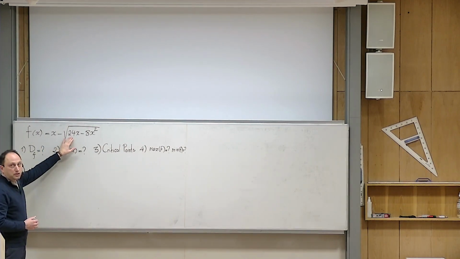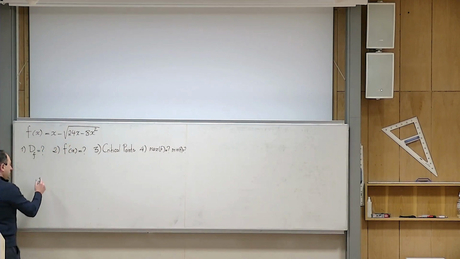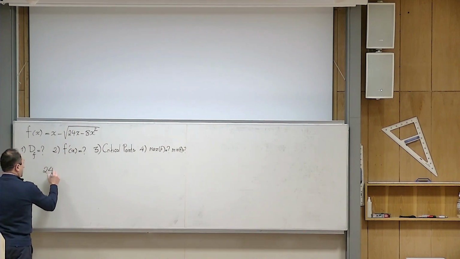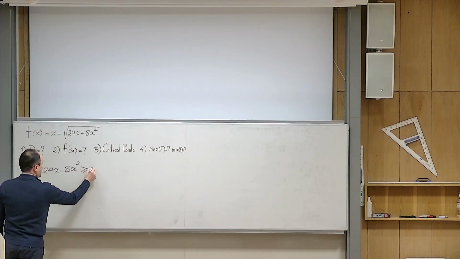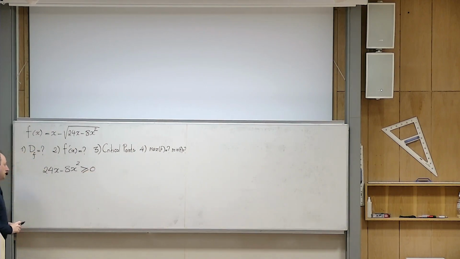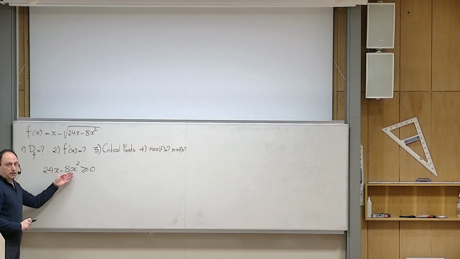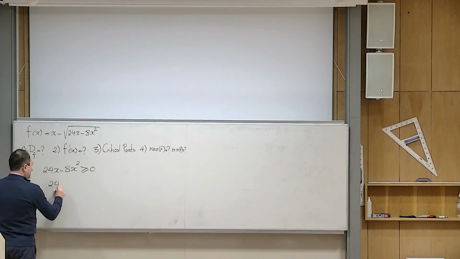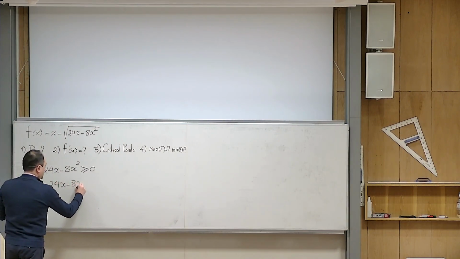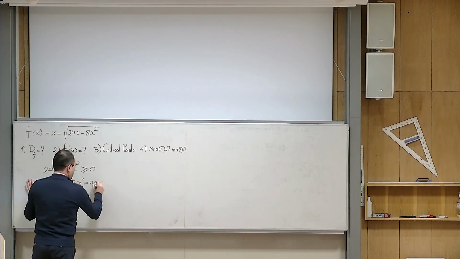should be a non-negative number. So we demand that 24x minus 8x squared be a non-negative number. Okay, so that's the quadratic inequality. To solve a quadratic inequality, one way, of course, is to determine the roots of that quadratic polynomial. So I myself equate it with 0, and then I try to solve that.